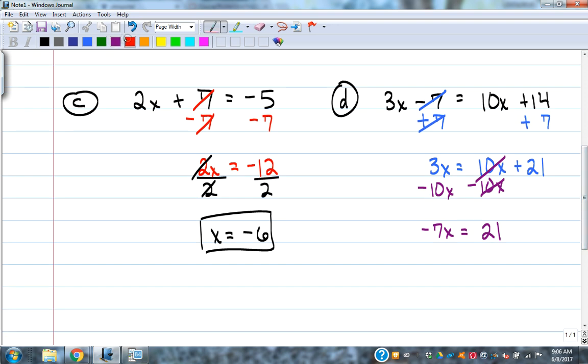And then last step would be what? Division. Good, Chris. Divide by negative 7. And then that would be what? Negative 3. Good job.